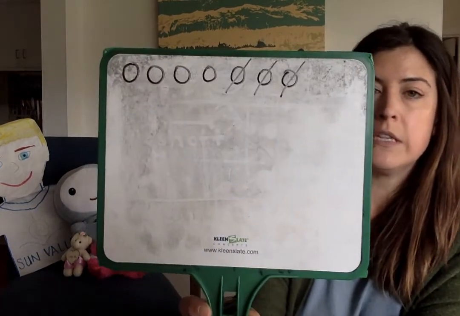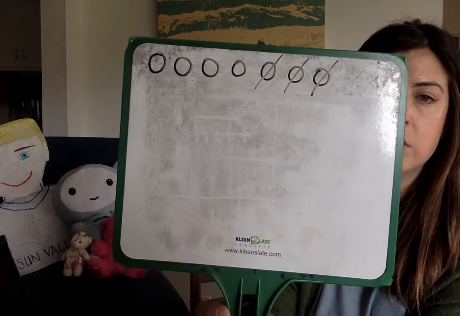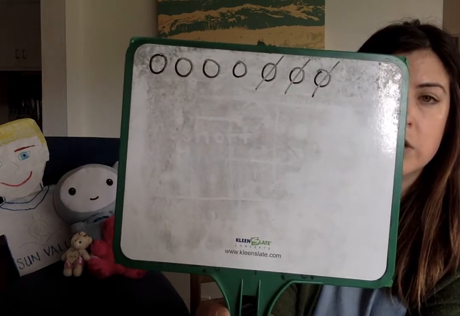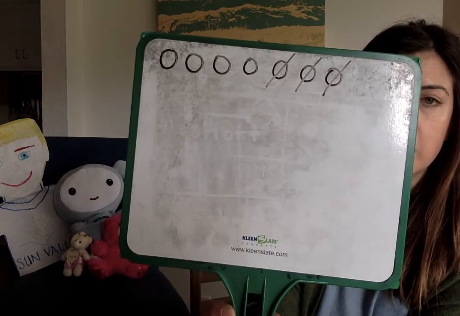Is it a getting more problem or a losing some? It's losing some, that's subtraction. And when we lose them, we cross it out. We don't want to just erase them because then we can't check our work. Okay, so from here, let's do the number bonds.